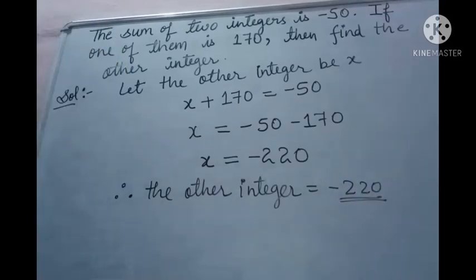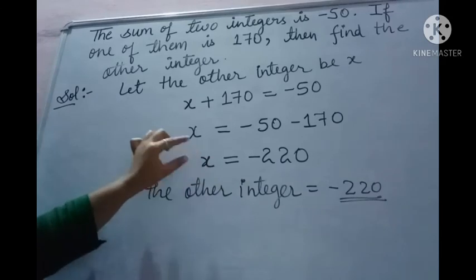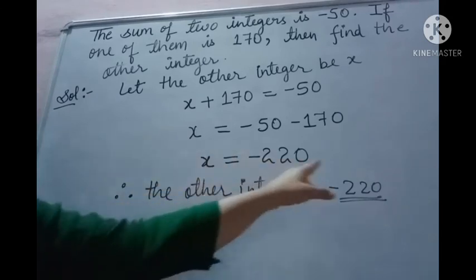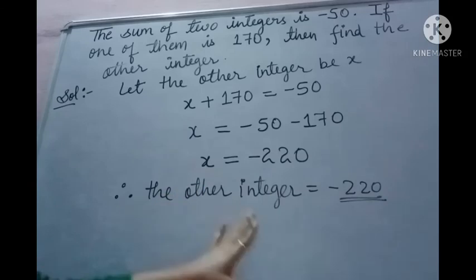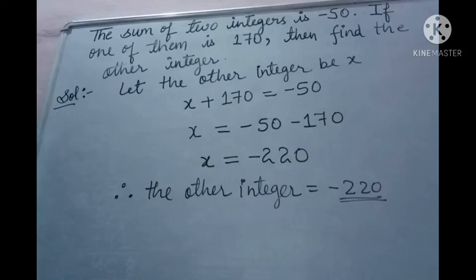Always remember, we should not stop here while writing x equals minus 220. We need to state that the other integer which we are finding is the number, whatever your answer is. Is it clear?